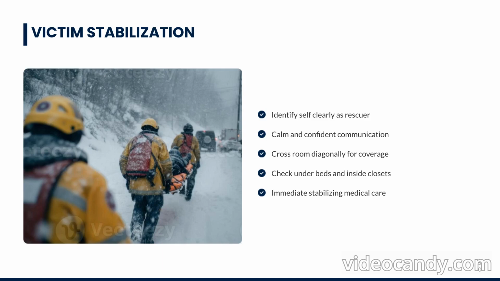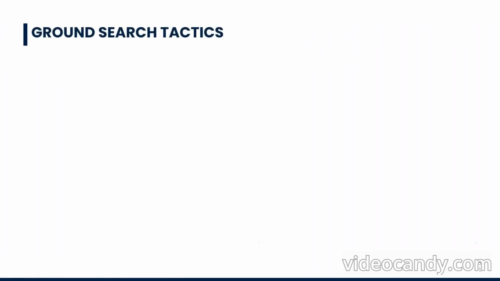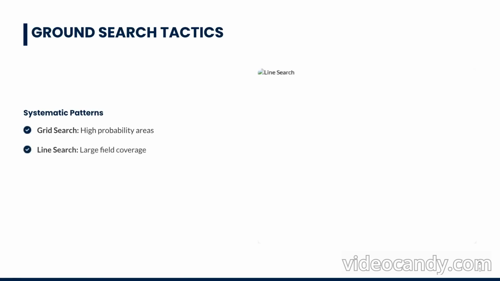Victim stabilization requires identifying yourself clearly as a rescuer and communicating calmly and confidently. Cross the room diagonally for coverage. Check under beds and inside closets, and provide immediate stabilizing medical care. Ground search tactics utilize systematic patterns like grid search for high probability areas and line search for large field coverage. Visual and audible checking involves actively searching, while tracking means following signs and clues.